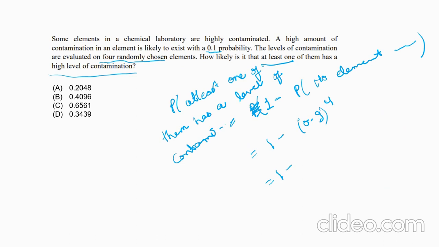Can anybody solve this? What is 0.9 to the power 4, or 1 minus 0.9 to the power 4? Okay, so it is 0.6561, which will make the answer 0.3439.